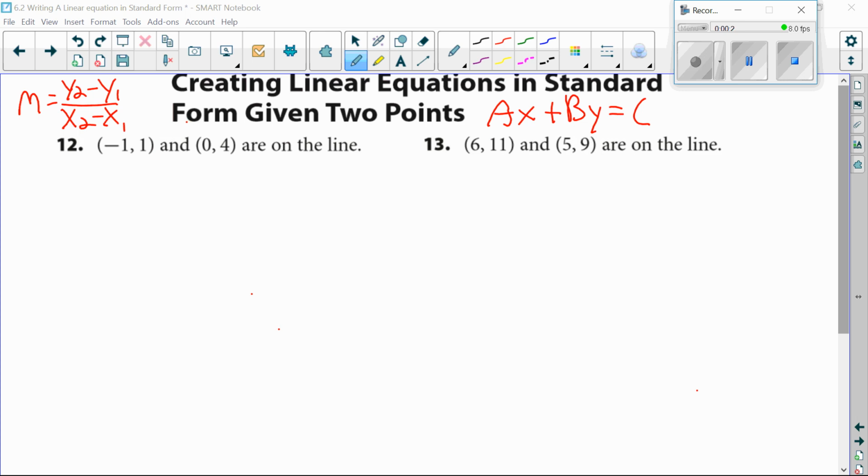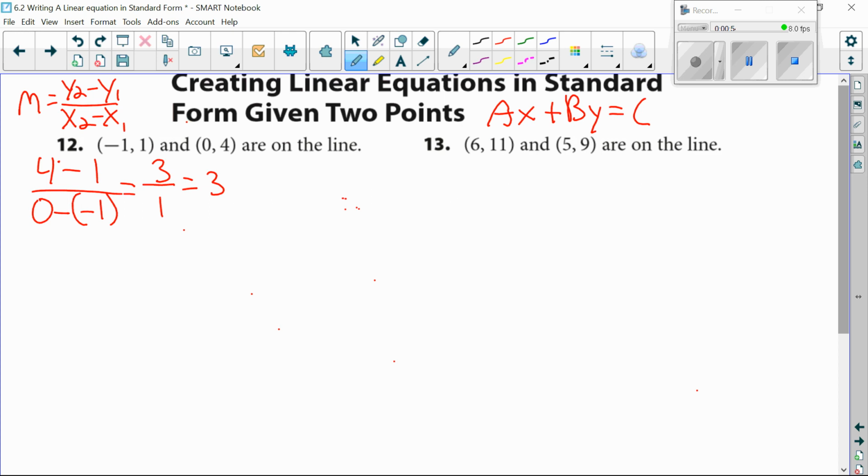So I'm going to first take these 2 points and find the slope. With this slope formula, y2 minus y1 over x2 minus x1, I'm going to do 4 minus, that's my y2 minus y1, over 0 minus -1. That's going to help me find my slope. So when I do that, I'll get 3 over 1, which is equal to 3. All right, now I've got the slope.